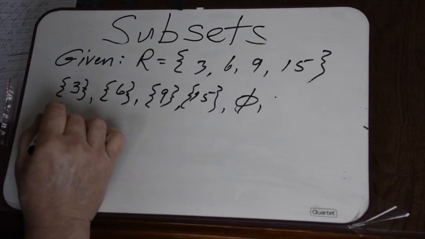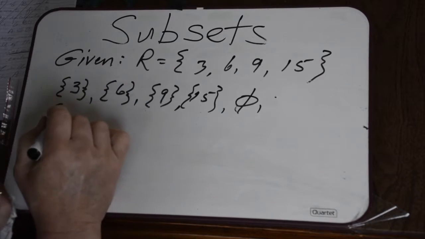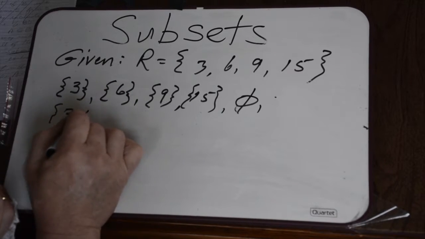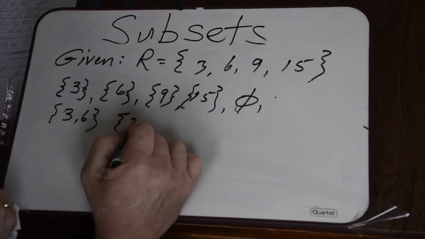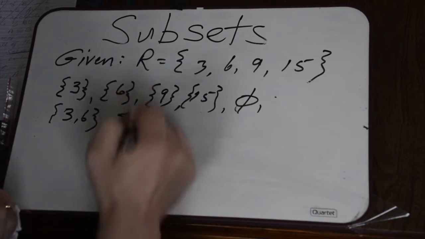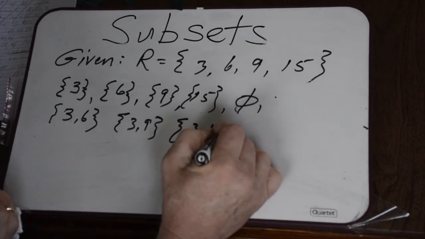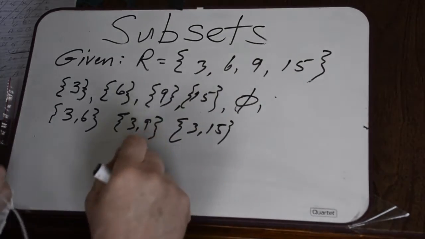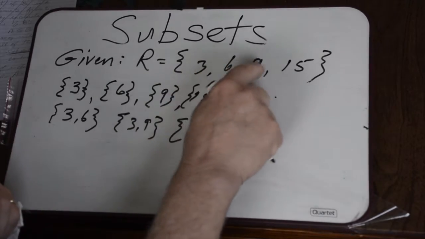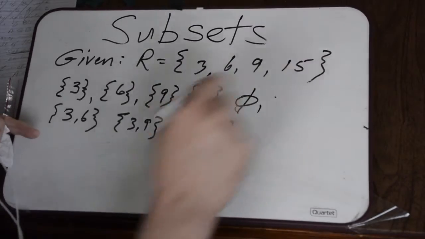Now let's look at how many ways we can do 2 elements. This is a little bit of bookkeeping. It's not higher math, it's just bookkeeping. Suppose I do 3 and 6, then 3 and 9, then 3 and 15. Is that all the sets of 2 at a time? No. What about 6 and 9, or 9 and 15? So I took the first one with each of the ones that follow.